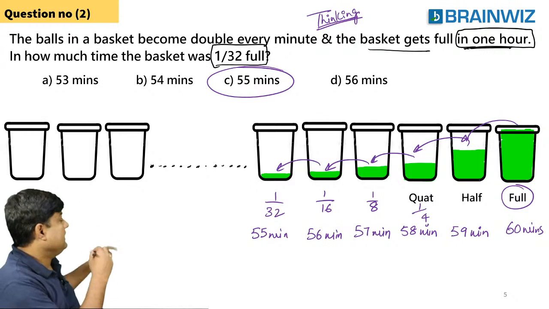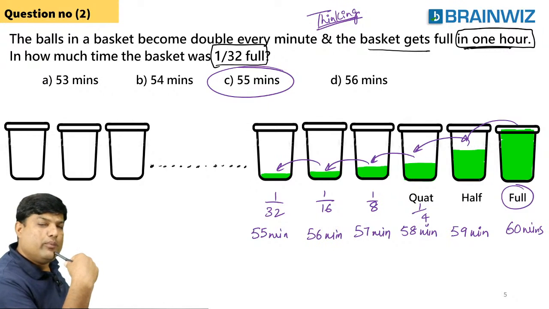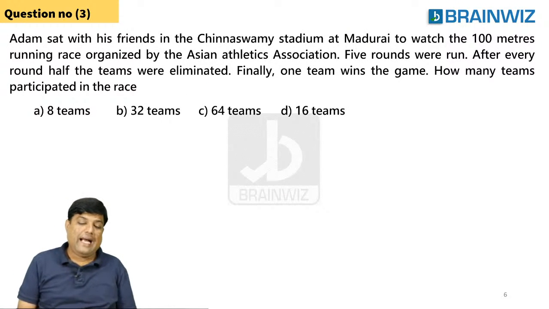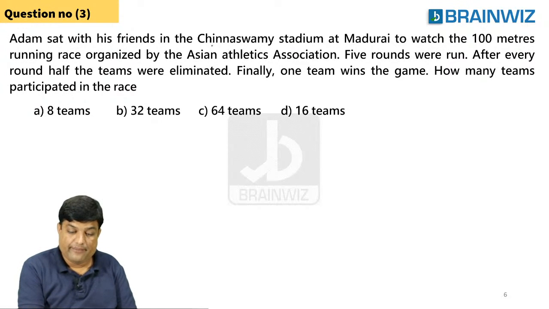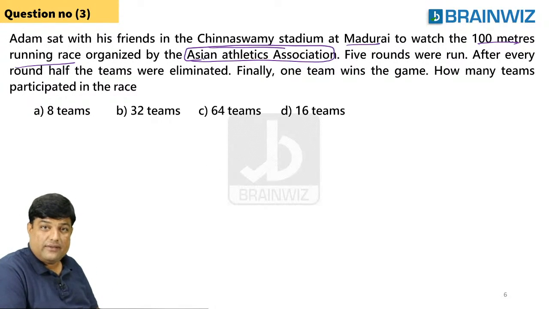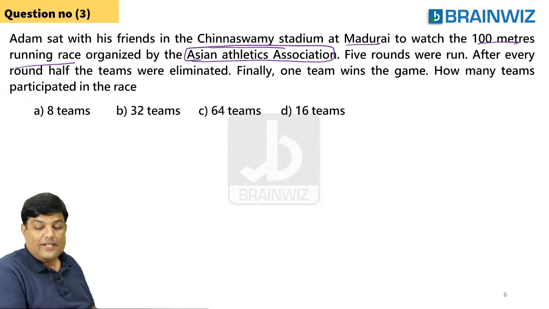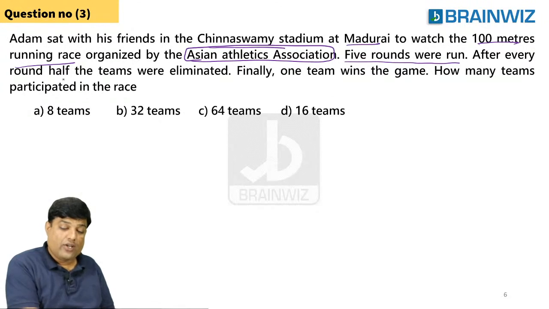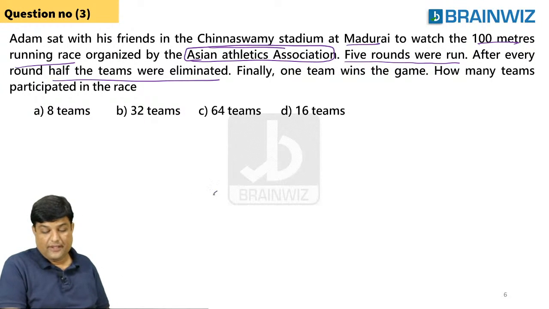Based on the same concept, I'm going to give you one more question. Karoge? This was the question which was given last time. What did it say here? Adam sat with his friends in a Chinnaswamy Stadium in Madurai to watch a 100-meter running race organized by the Asian Athletic Association. So this was the race competition in Chinnaswamy Stadium in Madurai. Okay, everybody. So 5 rounds were run. He told everywhere 5 rounds were run. After every round, half of the team were eliminated. Means here half, half, half, half, half.